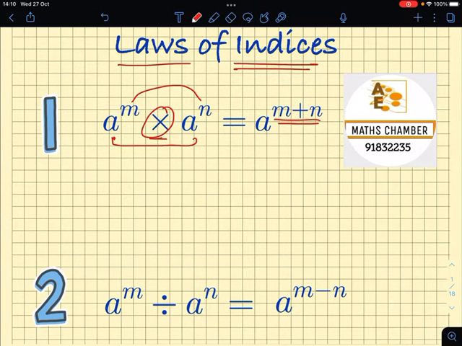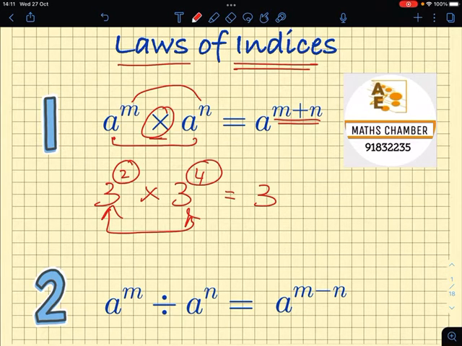So the base is a. For example, 3 squared multiplied by 3 to the power of 4. First, of course, you have to determine that both bases must be the same. Then you add the indices, provided it is multiplication. So what you have is 3 to the power of 2 plus 4, that means 3 to the power of 6, done deal.